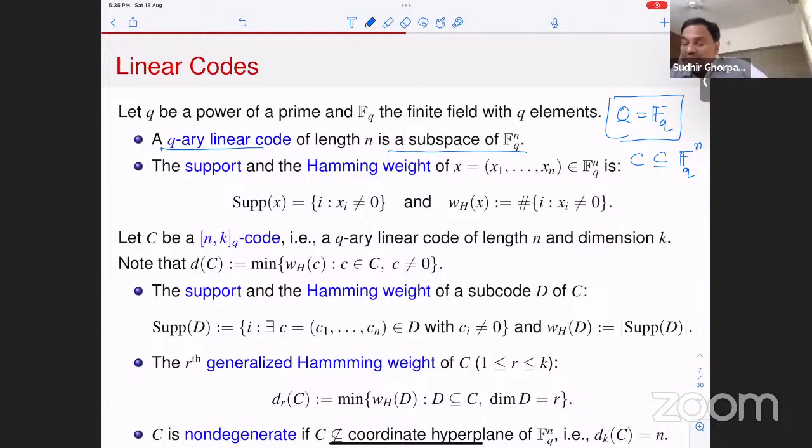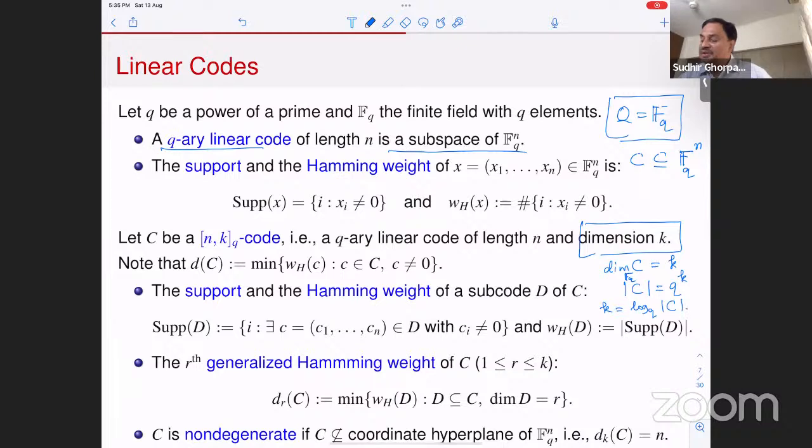All right. Let me define a few more notions. Suppose the dimension of this linear code C is equal to k. Then the cardinality of C, because this is a dimension over the finite field Fq, will be q to the power k. And so k becomes log to the base q of the size of C. That's why even in the setting of general nonlinear codes, we call log to the base q of the cardinality of C the dimension. So that notion of dimension coincides with the usual notion of dimension in linear algebra.